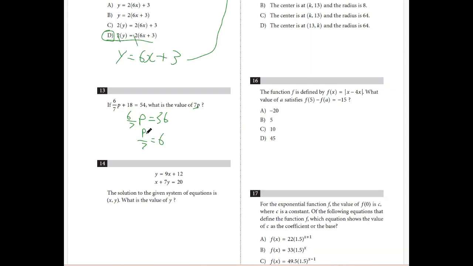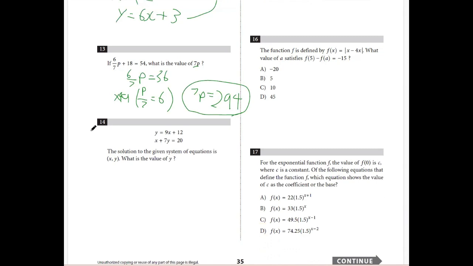Now I want to change the p over 7 into the form of 7p. All I can do is multiply both sides by 49. So 49 times p over 7 becomes 7p, and 49 times 6 becomes 294. And since we're looking for 7p, 294 is the correct answer.